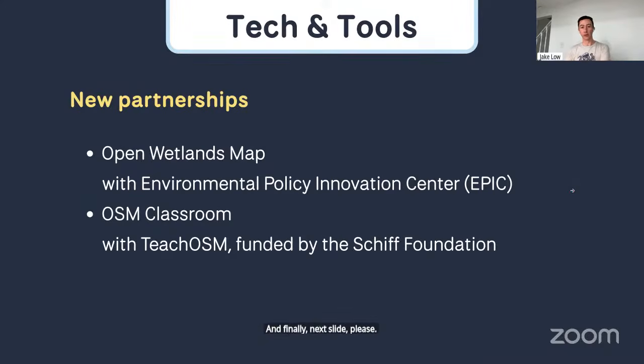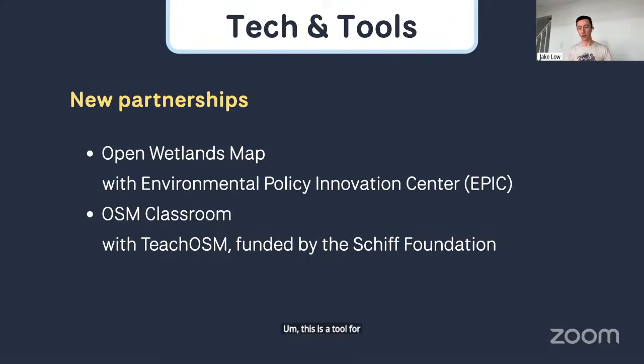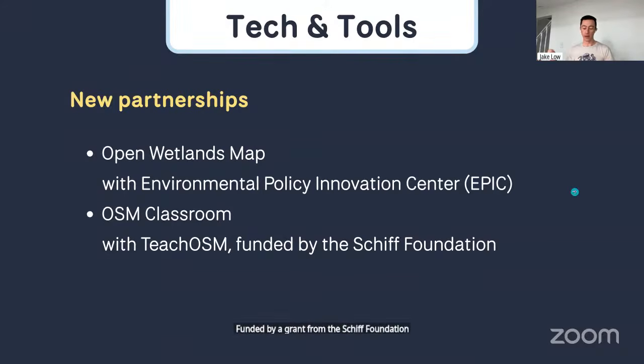A couple of new partnerships on the tech and tools side of things. One that you've already heard about is Open Wetlands Map, in collaboration with the Environmental Policy Innovation Center, EPIC. This is a tool that we hope will help people both collect and distribute wetlands data through OpenStreetMap. The other partnership is the OSM Classroom, which we're working on with the TeachOSM community, funded by a grant from the Schiff Foundation. That is going to create some new tools that will help educators incorporate OpenStreetMap into their classroom curricula. And that's it for tech and tools.